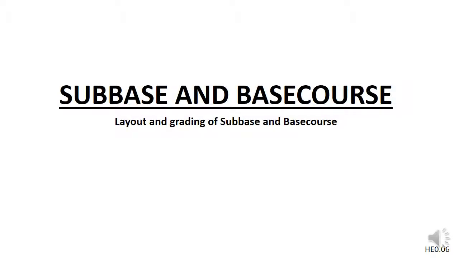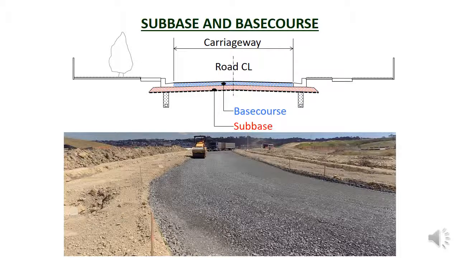In this video, we will look at the subbase and base course of a flexible pavement road, which is the most common type of road used in New Zealand. In most roads, the carriageway is made up of several layers of granular materials topped with a bitumen surface. Together, the granular layers and the surfacing form the pavement.